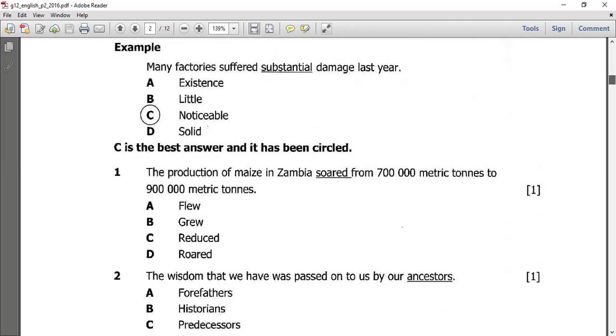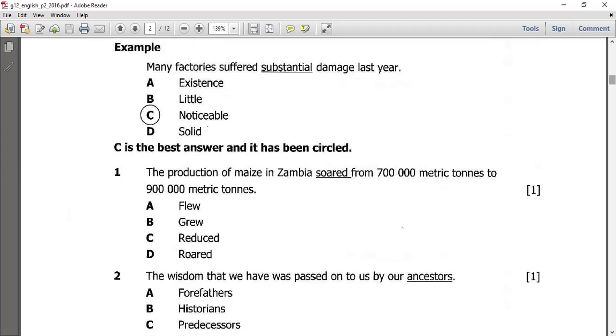Now we are told an example: many factories suffered substantial damage last year. For substantial, the options are existence, little, noticeable, and solid. So the answer there was noticeable. Now we are coming on to number 1, which is the question we are supposed to answer.